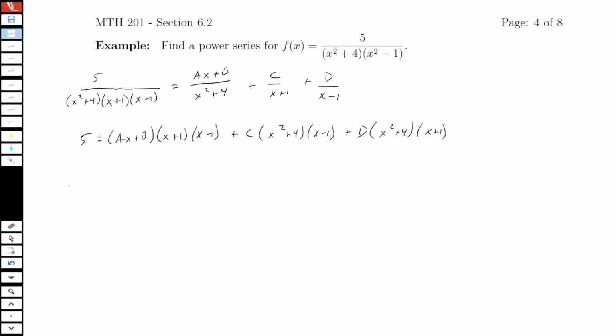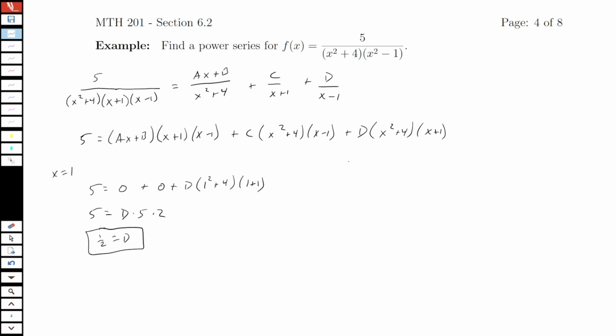Okay, again, I want to try strategic substitution. When x is equal to 1, on the left I have 5, on the right I have a 0, I have a 0, and then here I have d times 1 squared plus 4 times 1 plus 1. Okay, so 5 equals d times 5 times 2. So 1/2 equals d.